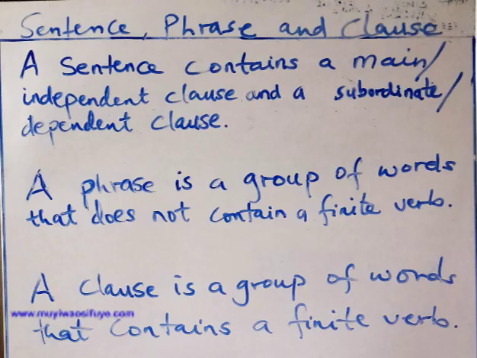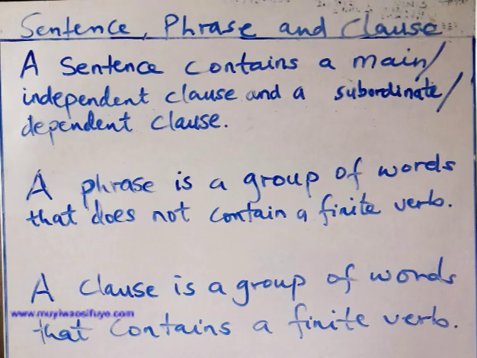Now let's look at what a sentence is. A sentence contains a main/independent clause or a subordinate/dependent clause. A main or independent clause can stand on its own, but a subordinate or dependent clause cannot stand on its own. We have to depend on the main/independent clause to be able to stand on its own.